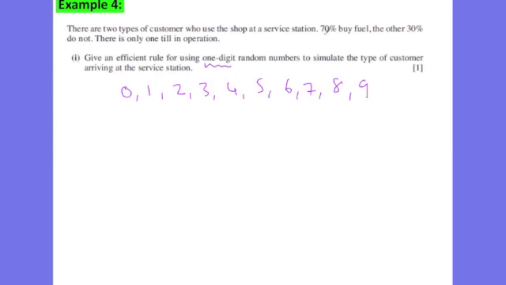We have here the proportion who buy fuel. 70% of the people buy fuel. We have 10 numbers. 70% is going to be represented by the first 7 numbers. 7 over 10. And this is for them that buy fuel. And here are remaining 3 numbers, 30%, do not buy fuel.